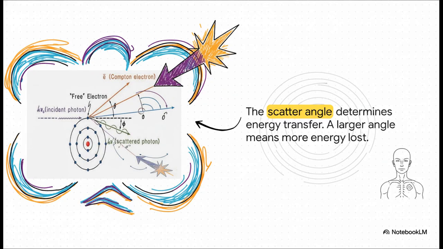The angle that the photon scatters at tells you everything. The bigger the scatter angle, the more energy was transferred to the electron. A 90-degree scatter, where the photon just veers off to the side, is a much more direct hit than that little glancing blow. It means a pretty significant chunk of energy was transferred to the electron, and the scattered photon carries on with a lot less energy than it started with.